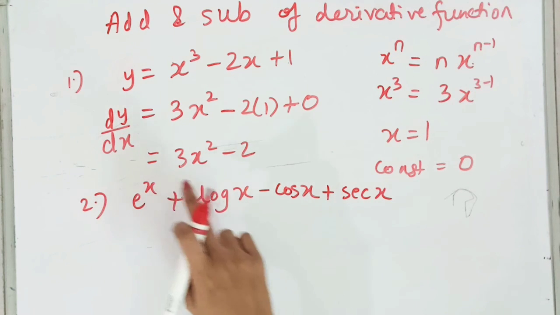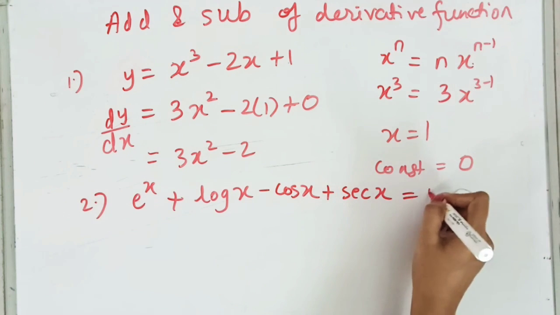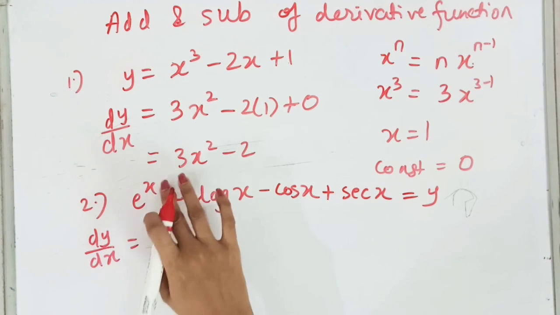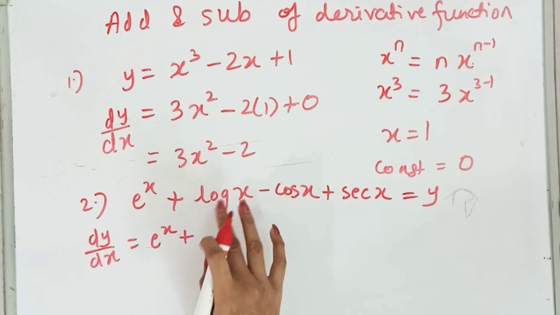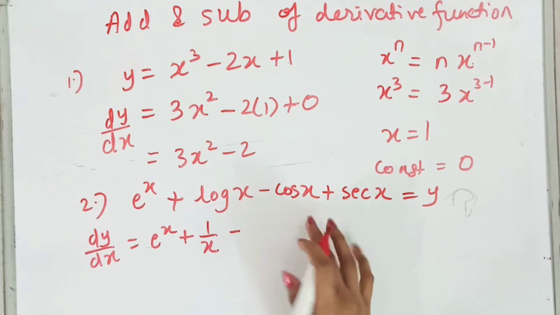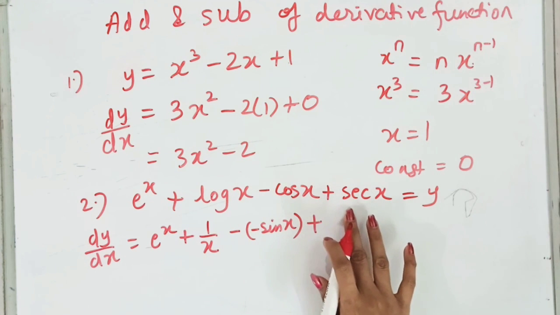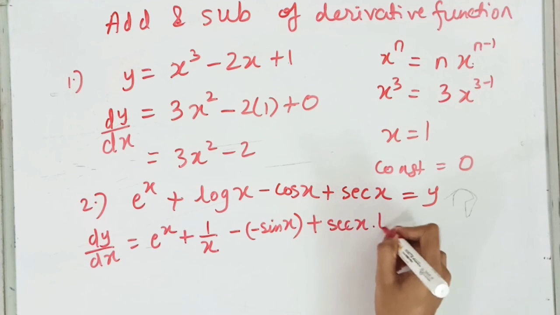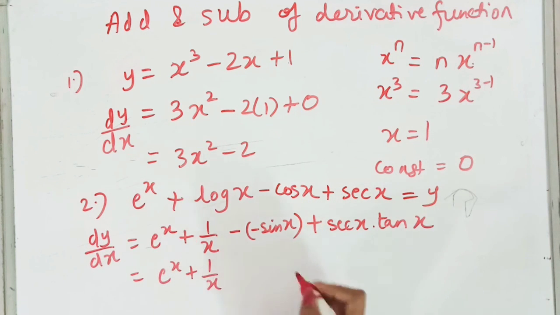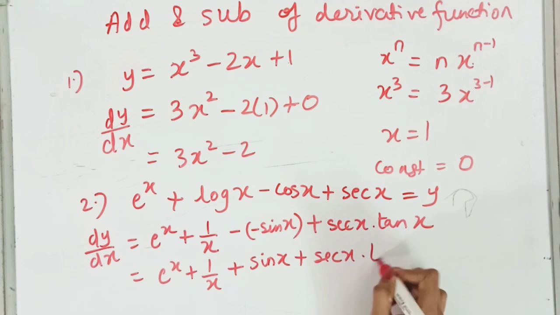Let's see the example: y is equal to e raised to x plus log x minus cos x plus sec x. So dy by dx is equal to the derivative of e raised to x, which is e raised to x, plus the derivative of log x, which is 1 upon x, minus the derivative of cos x, which is minus sin x, plus the derivative of sec x, which is sec x into tan x. So our final derivative will be e raised to x plus 1 upon x, minus minus will be plus sin x, plus sec x into tan x.